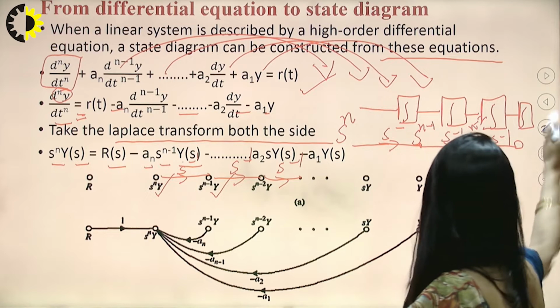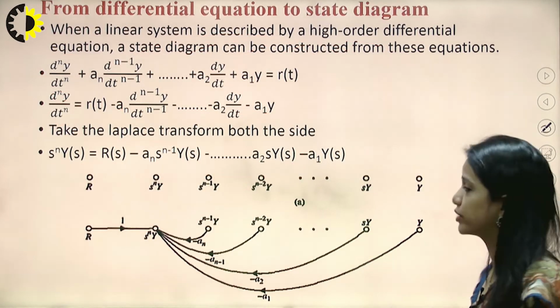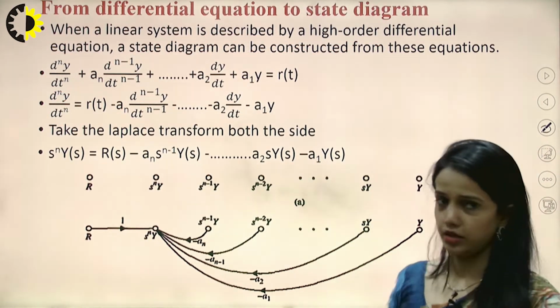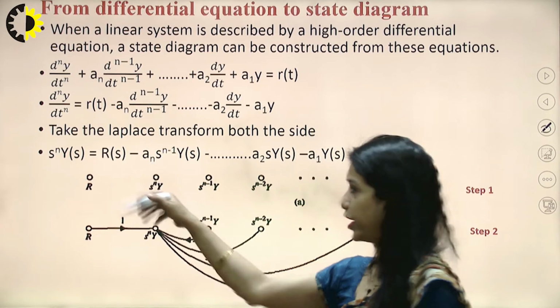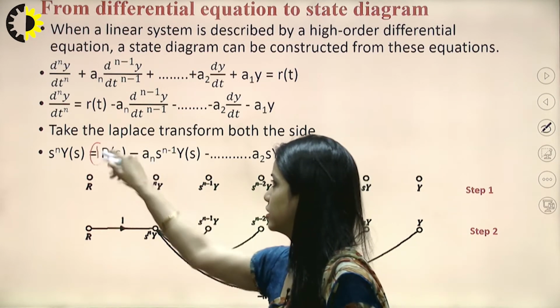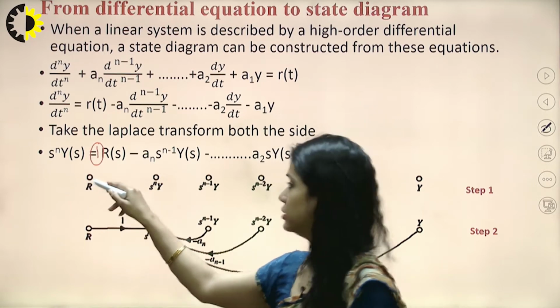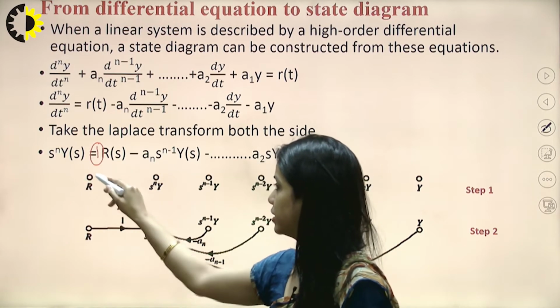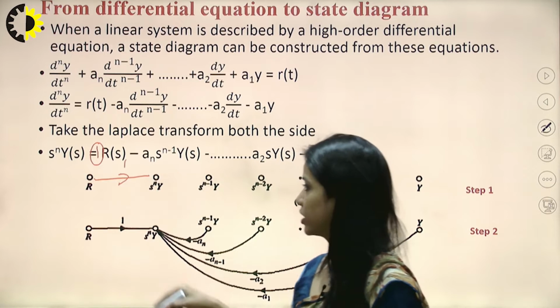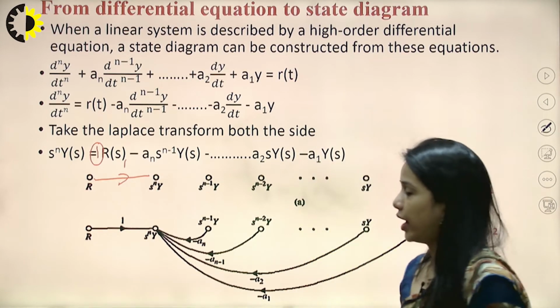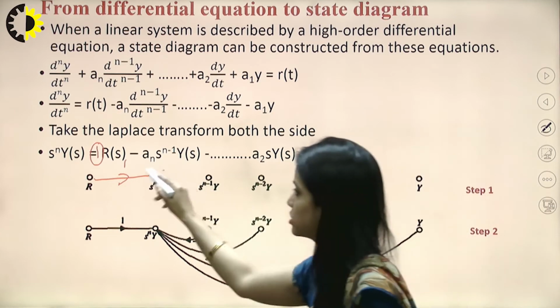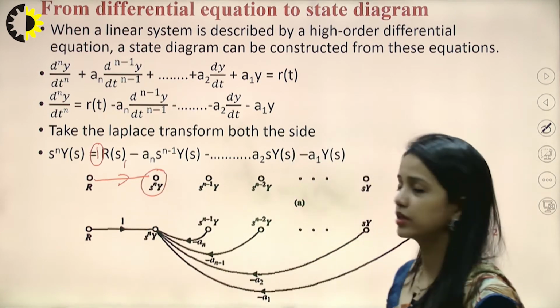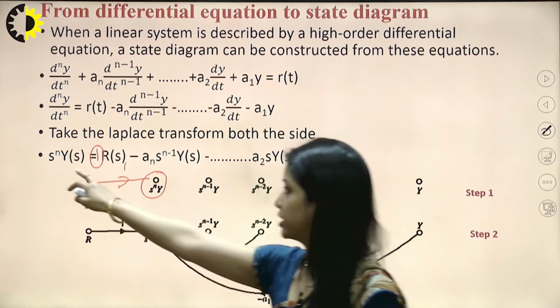So I'll just clear and I'll try to explain with the new starter. So this is the input. With the input I have the multiplicative term as 1. So this 1 is being multiplied here. So 1 being multiplied, it means this is 1. Now I have to realize, I have to get the output at this node. So this output is s raised to the power n Y of s.